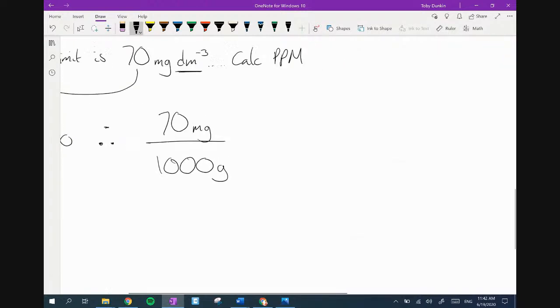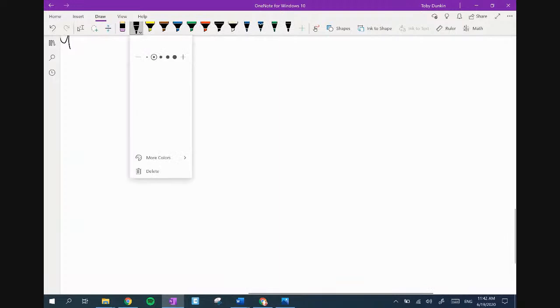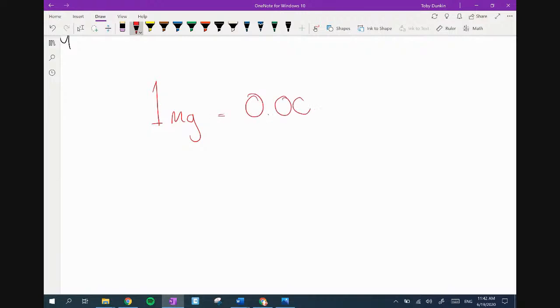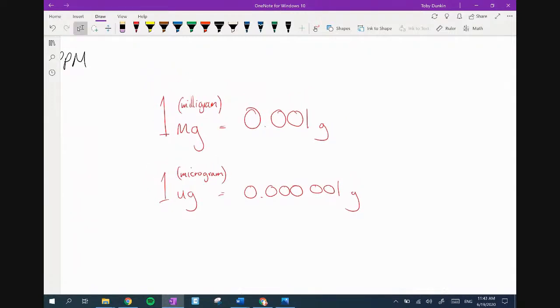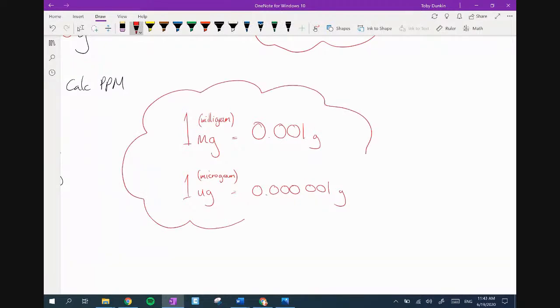So this is where another nota bene appears. 1 milligram equals 0.001 grams. It's a thousandth. If you had 1 microgram, that would be a millionth of a gram. I'm actually going to write that down. Milligram is a thousandth of a gram. And then we have microgram. Micro is 10 to the minus 6, so it's a millionth of a gram. So 1 gram is 1 million micrograms. That is important. You need all these conversions.